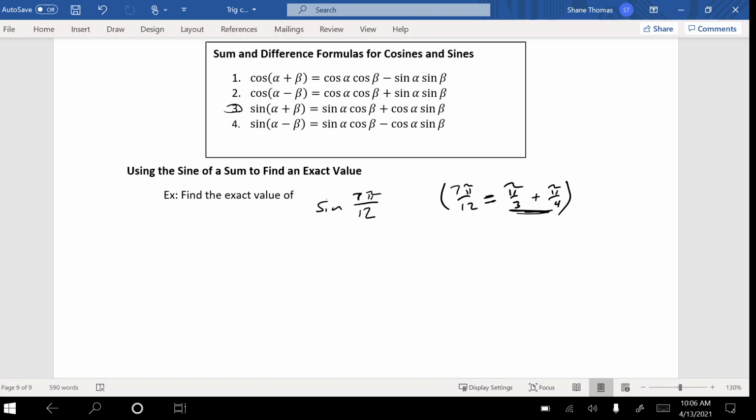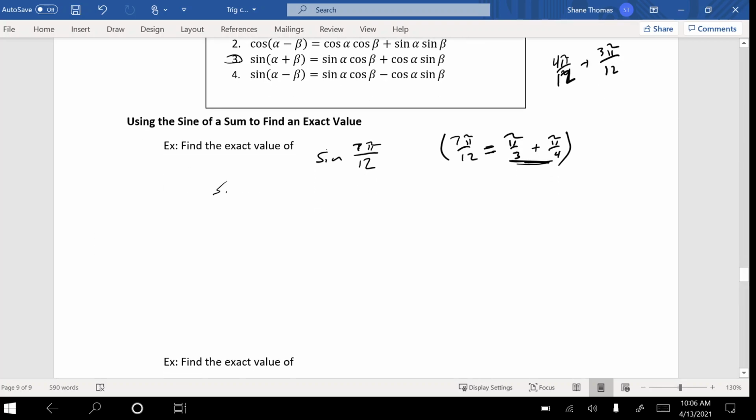Common denominator. Common denominator is 12. So you'd have to multiply this one by 4 over 4, making this 4 pi over 12, plus the second one multiplied by 3, 3 pi over 12. There we go. 7 pi over 12. Got it? So we know then sine of 7 pi over 12 is equal to the sine of pi over 3 plus pi over 4. From there, it's plug and chug.